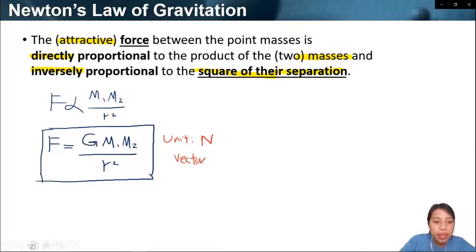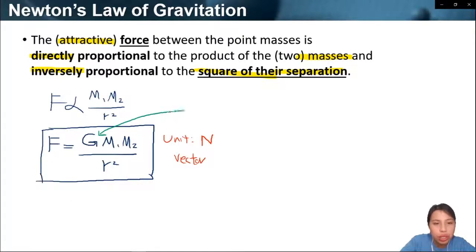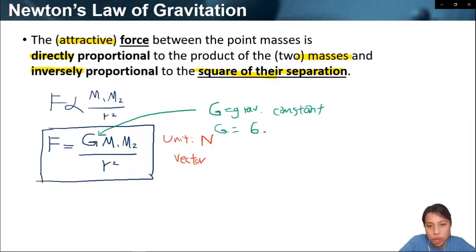Okay, all kinds of stuff. Now, let me just recap a little bit to remind you what this G is. We call it the gravitational constant. You can find this in your exam paper at the beginning, in a long list of constants. The value is a very, very small value, 6.67 times 10 to the negative 11.